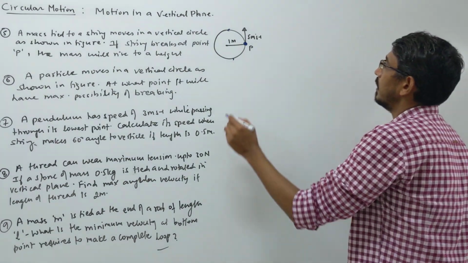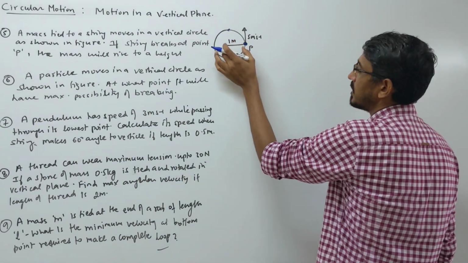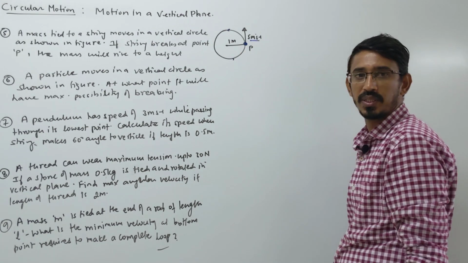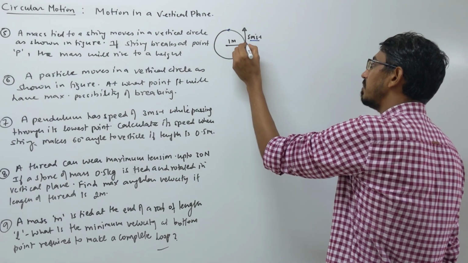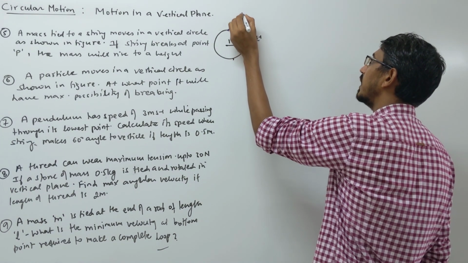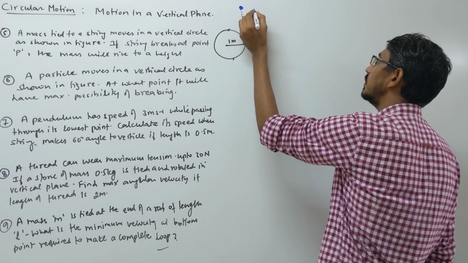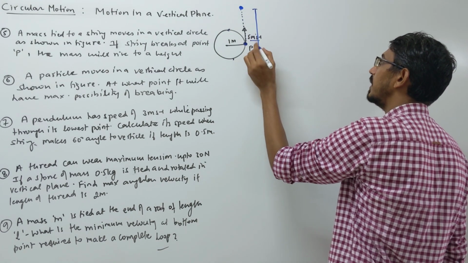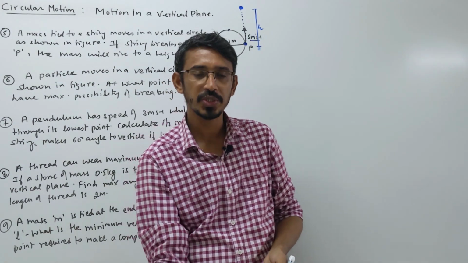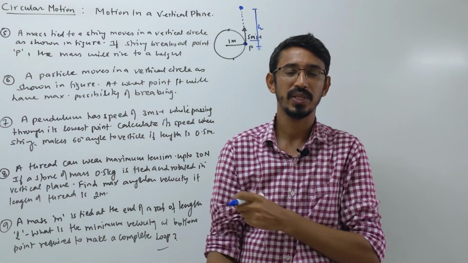So they said the radius of this string is given, the length of the string, and at this point the velocity is also given, 5 meter per second. When you break the string at this point, the stone will rise to some height. So this height we have to calculate, how much height it will rise, correct. It's just like what? You are throwing a stone straight upward with some initial velocity, right.